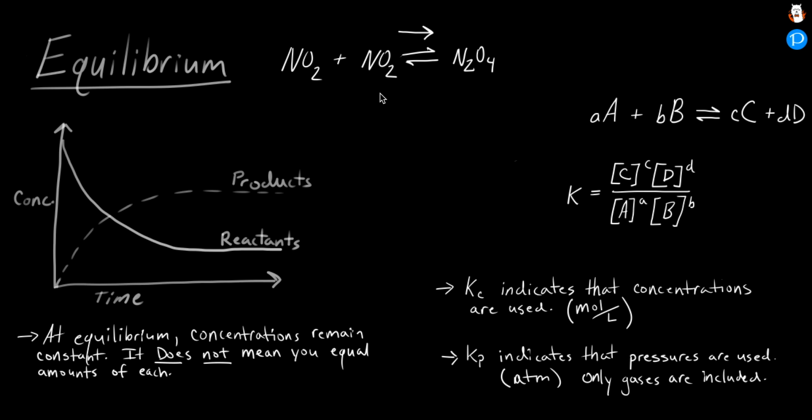Technically all chemical reactions are reversible, which means that we can have the forward reaction happening, where we've got these NO2 molecules reacting to form N2O4, but then we can have the reverse reaction happening at the same time, where the N2O4 is breaking down back into the two NO2s.